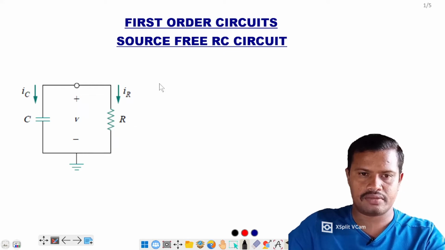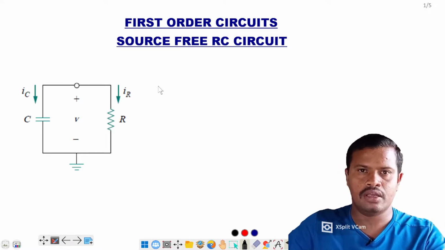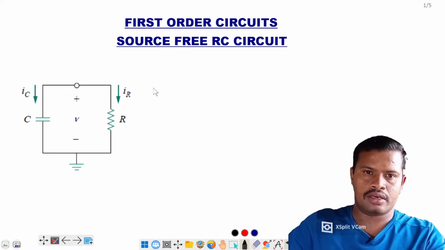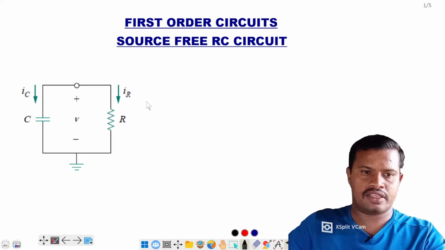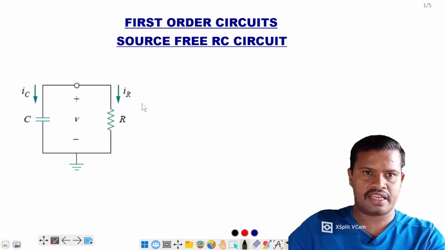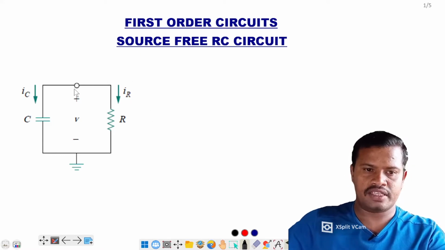Hi viewers, welcome. In this video we will see about the source free RC circuit in first order circuits. A first order circuit is one which provides a first order differential equation. In this chapter we will see the natural response of this circuit, what the time constant is, how the time constant affects the discharging of the capacitor, and whether the energy dissipated by the capacitor is dissipated by the resistor or not. We will prove it.